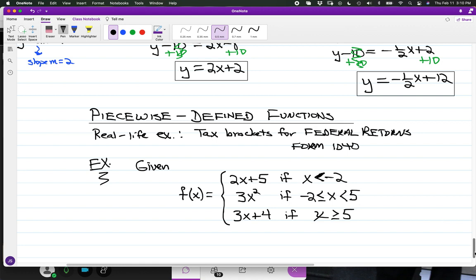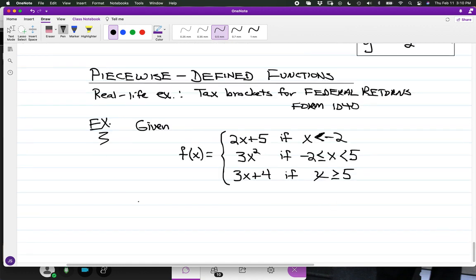And say we have been given this and we were to determine f of 20, f of negative 40, f of 4, and rounding out, f of negative 2, and also f of 5.